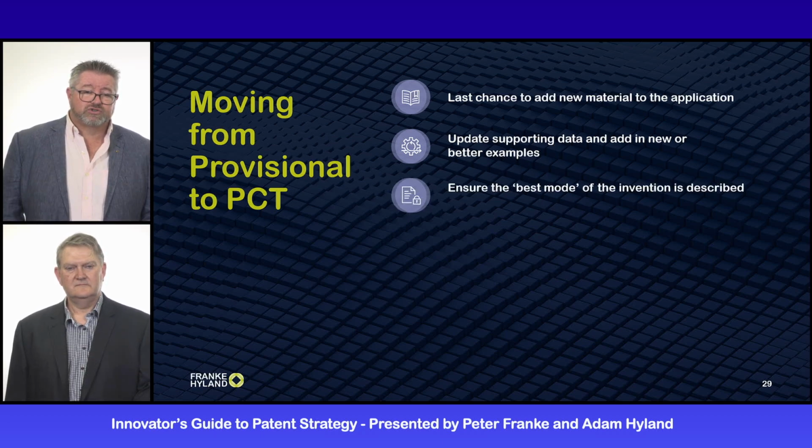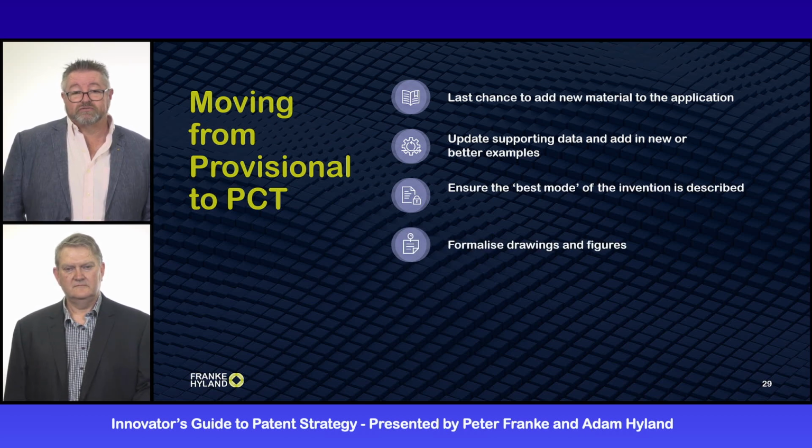We'd need to make sure that we're showing the best mode of the invention that we are aware of at that time, because that's a particular requirement in some countries. We'll formalise our drawings and figures. For a provisional application, we can get away with relatively informal figures that actually show what's going on, but for the PCT stage we will need proper drawings that are acceptable in all different patent offices.